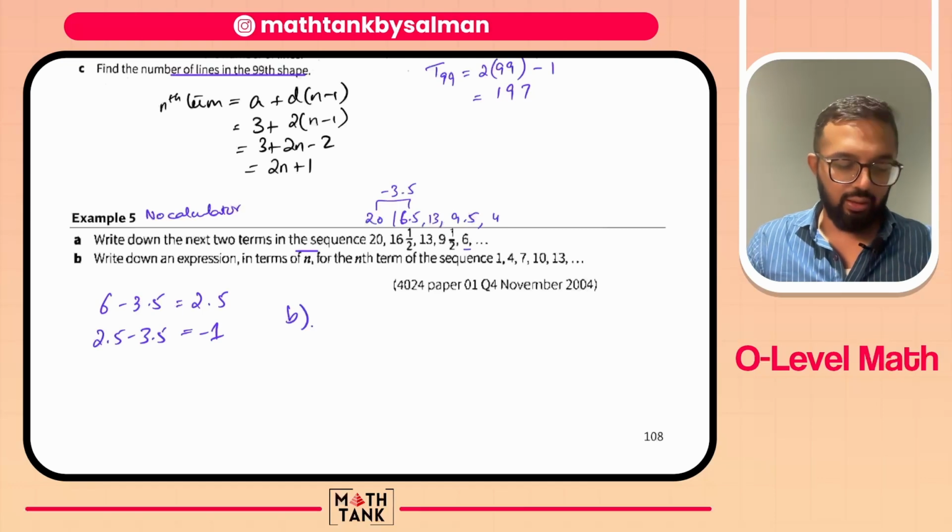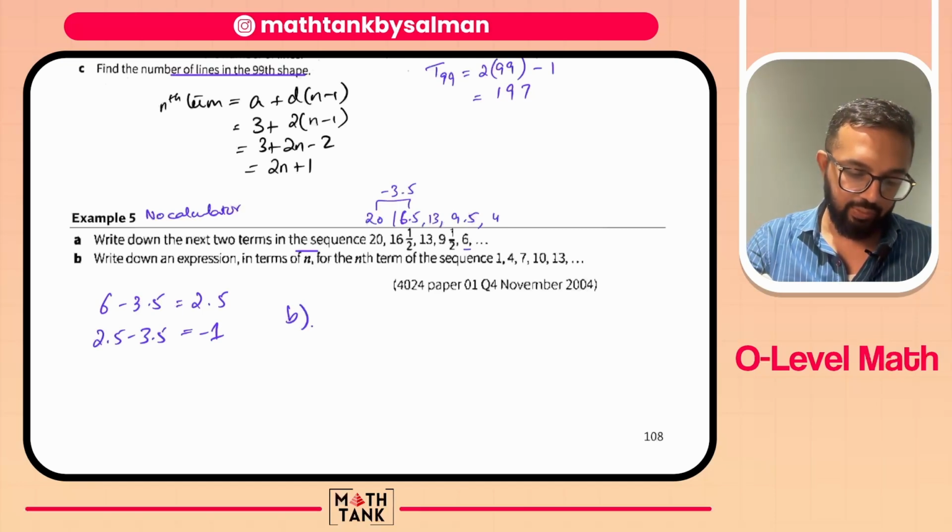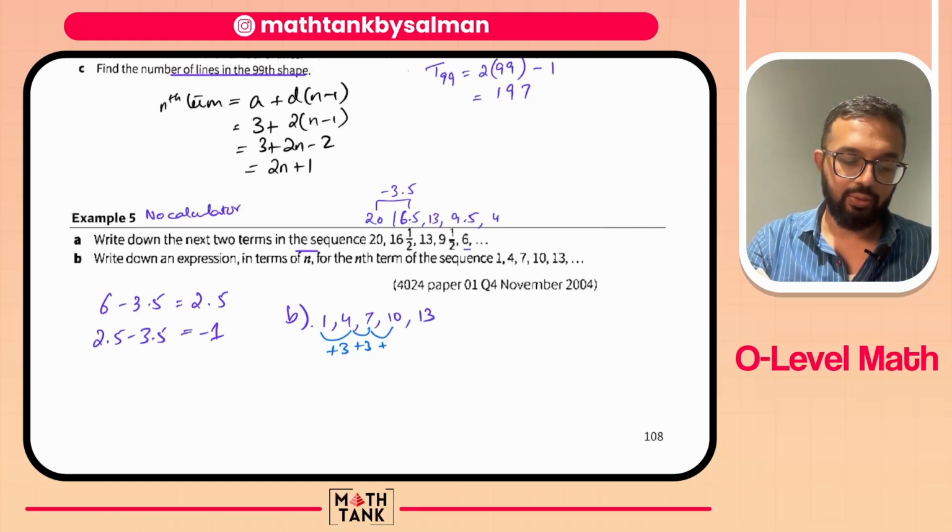Part B: write down an expression in terms of n for the nth term of the sequence 1, 4, 7, 10, 13. Is that an arithmetic sequence? Let's first check. Plus 3, plus 3, plus 3. So I know that the common difference is plus 3. So I write down my formula for the nth term.